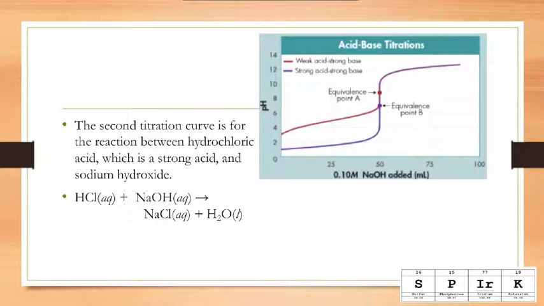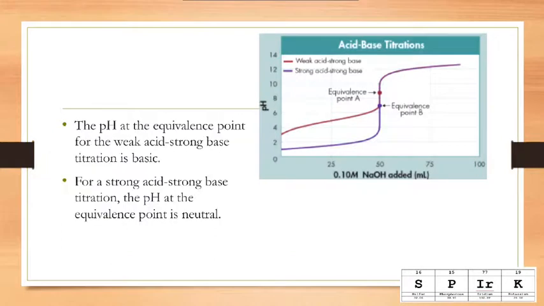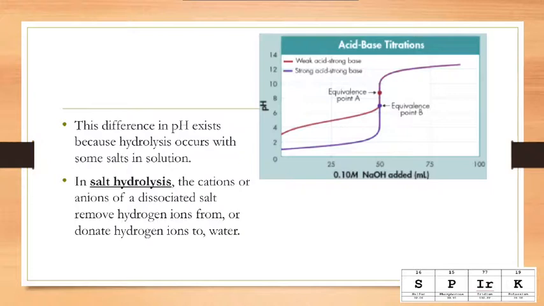The second titration curve is for the reaction between hydrochloric acid, which is a strong acid, and sodium hydroxide. That's the purple curve. And this is the one that we looked at in the last section. The pH at the equivalence point for the weak acid and the strong base titration is basic. That top equivalence point, or equivalence point A, for a strong acid strong base titration, the pH at the equivalence point is neutral. This difference in pH exists because hydrolysis occurs with some salts in solution.